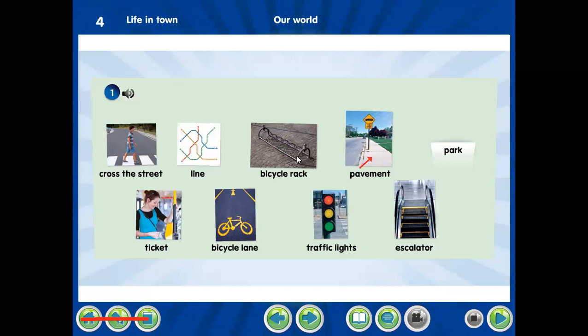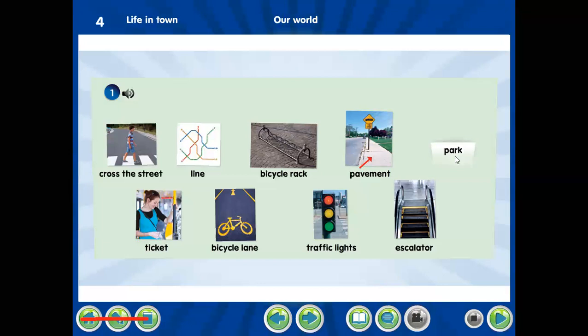Bicycle rack. The bicycle rack is the place where you park your bicycle. In Huancayo, it's not common, but there are some of these in the streets. In other cities, it's very common to see this. Pavement. Pavement is this part. When you are walking on the street, you must walk on the pavement, not on the road.